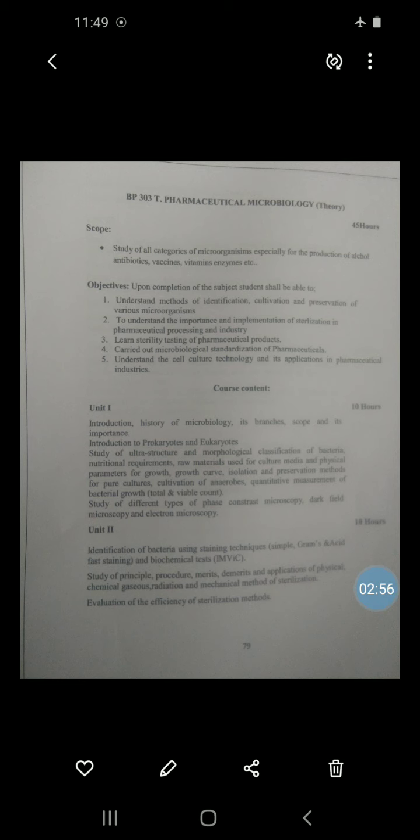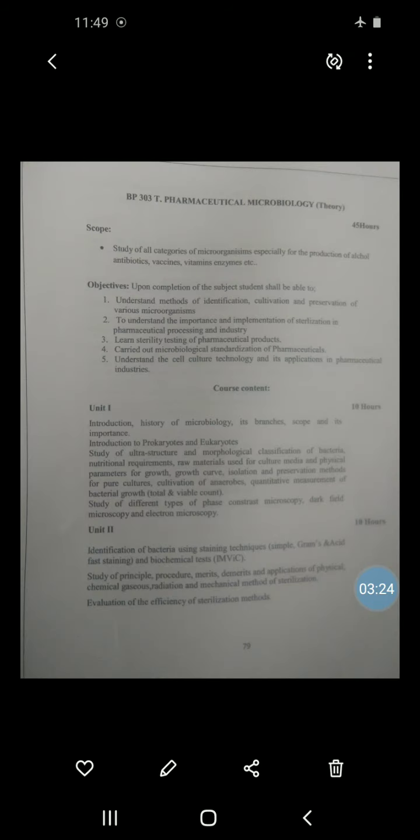Next, we will see the principle of gaseous sterilization. A few gases are highly reactive and have biocidal activity. For example, formaldehyde and ethylene oxide possess biocidal activity.